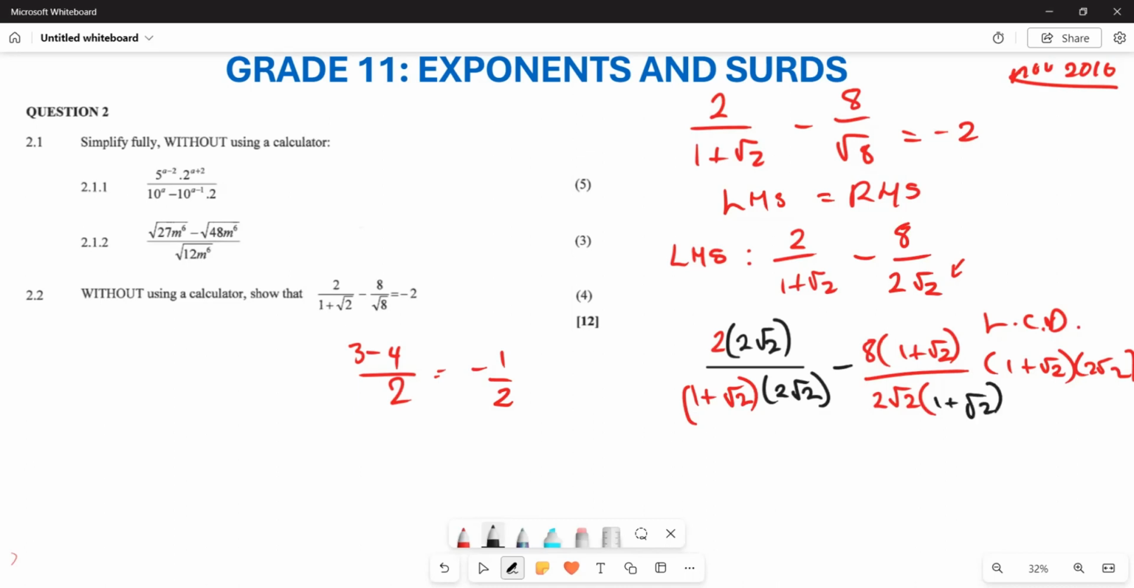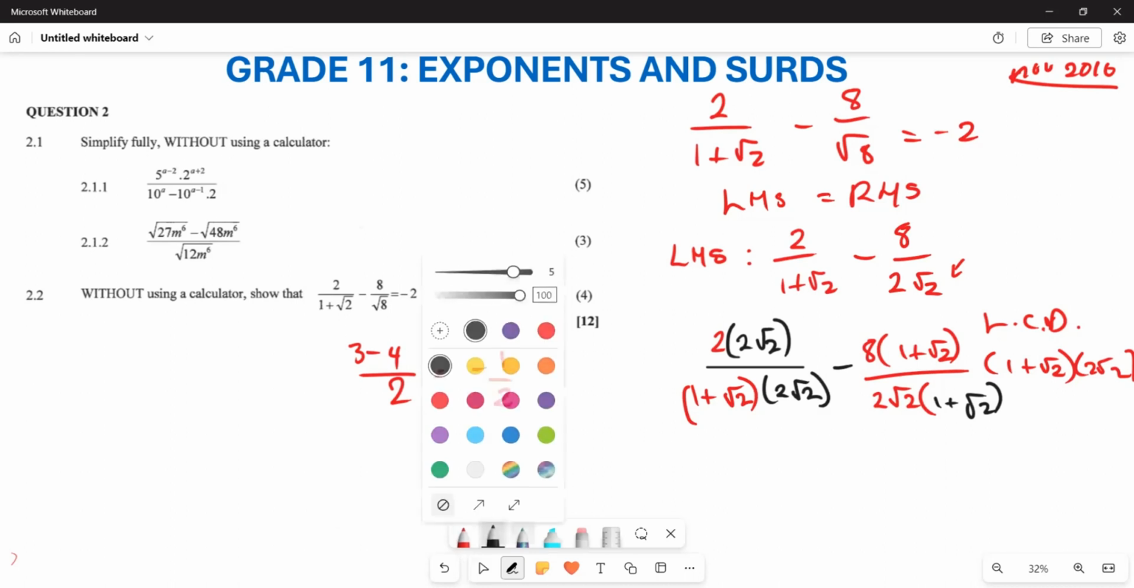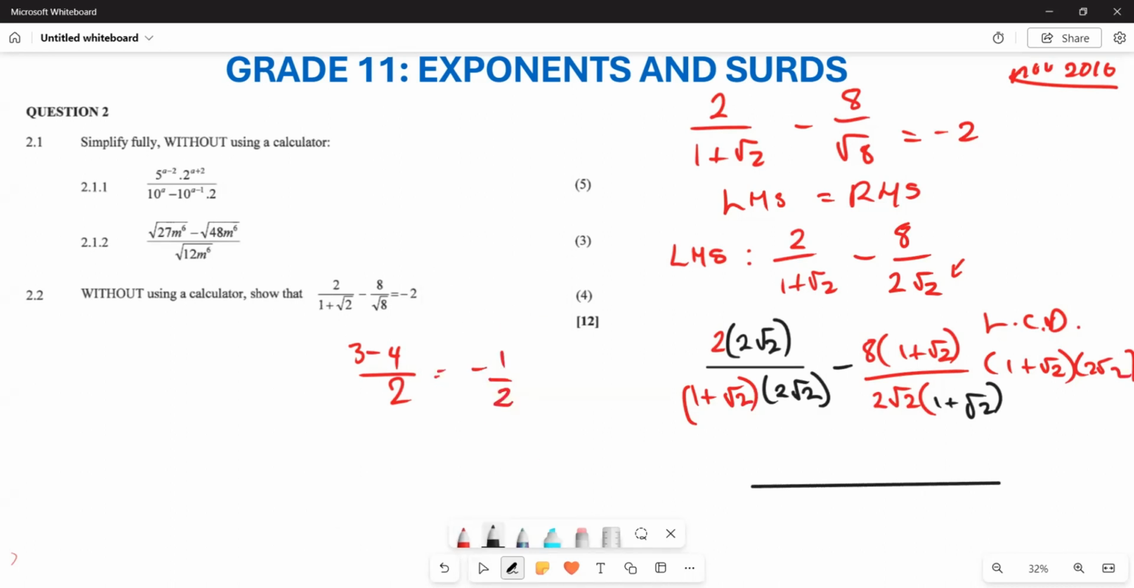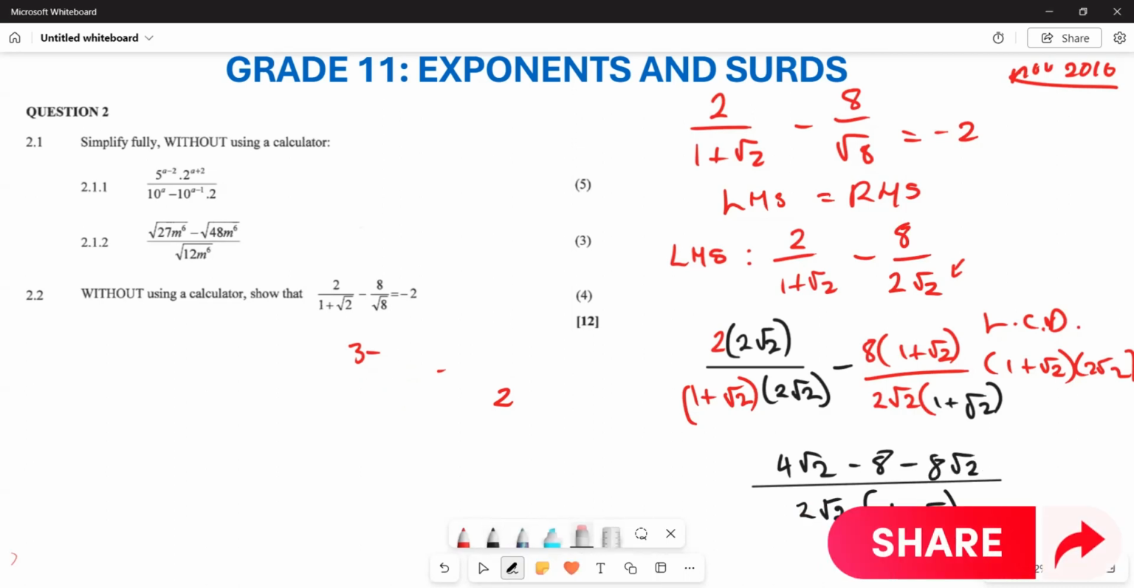How to get? And now that you're having the same denominators, you can write this under one roof, right? So which means if you write this under one roof, this is going to be the same as what? Your denominator is going to be 2 root 2 into 1 plus root 2 altogether. So basically that is going to be the denominator. Now in your numerator, what is it that you're going to have? This is going to be 4 root 2 subtract 8 root 2 altogether. Sorry, 4 root 2 subtract, and this is the same as 8 subtract your 8 root 2 altogether. So basically that is what you're having in your numerator.